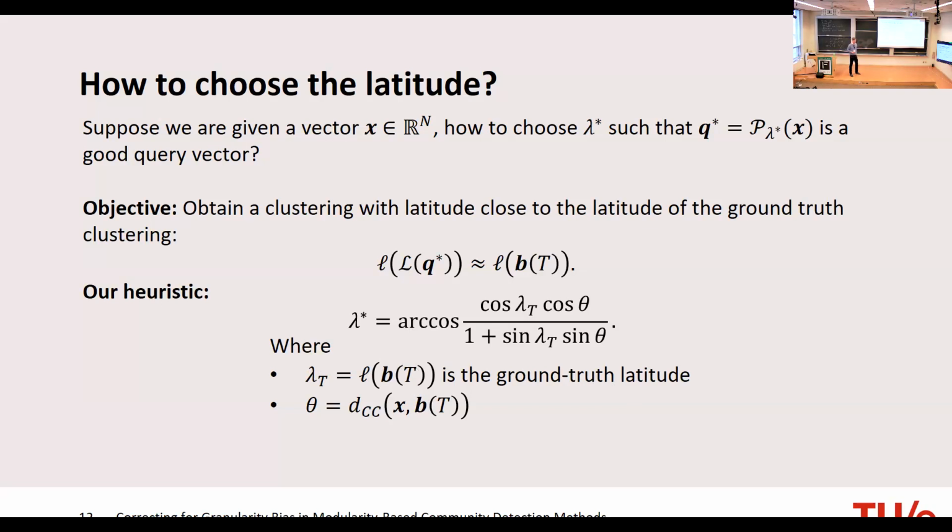Yeah, this question? Sorry, maybe I missed something. You know the latitude of the ground truth partition? Yeah, so that's what I was just saying. This is a bit similar to other methods: you need to put some data in, and this heuristic uses that information, but there is also a way to get around that if you don't know the ground truth. But for this case, we assume that we know it, so that we have this nice formula.